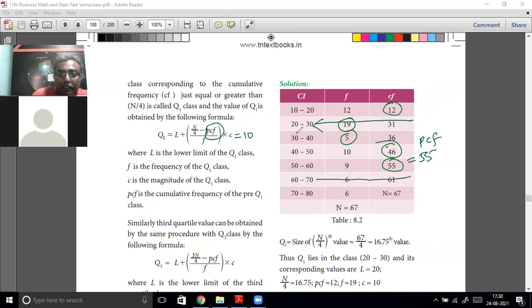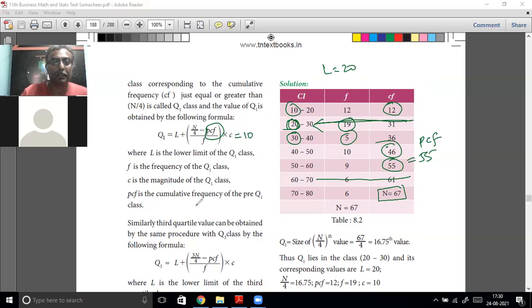L will always be the lowest value of the class. Whichever class you go to, suppose I go to this class, the value of L is the lower side, 20. L is equal to 20. So PCF is found, L is found, frequency is known, n is known, n divided by 4 is known. Now you can start applying the formula.